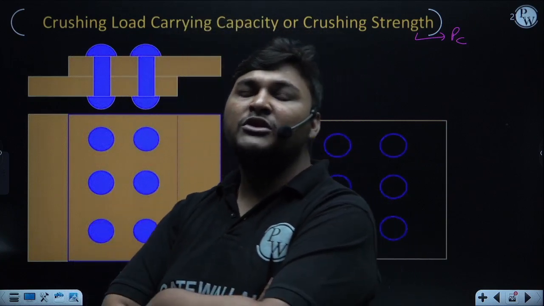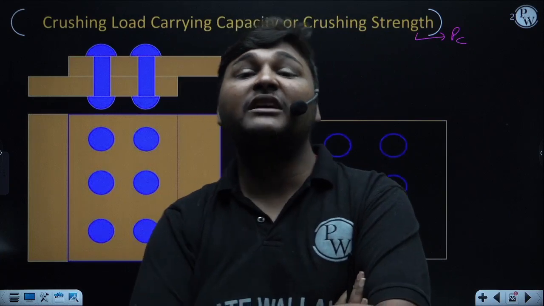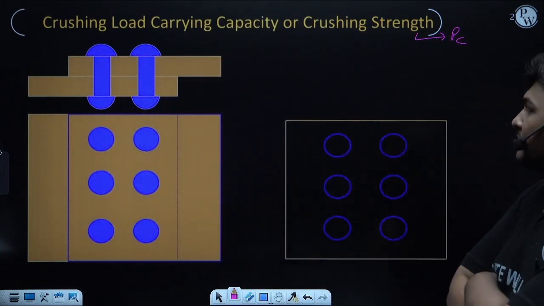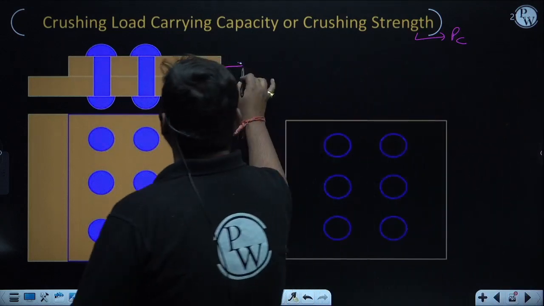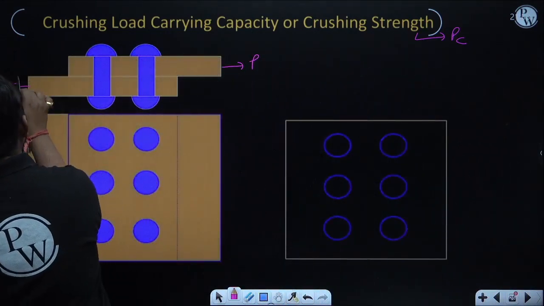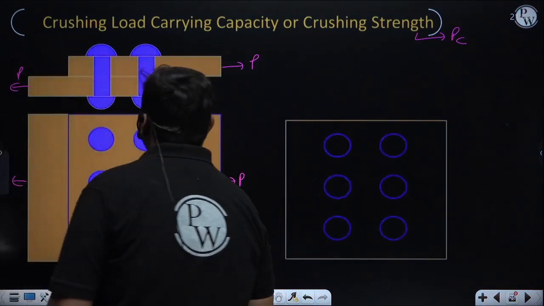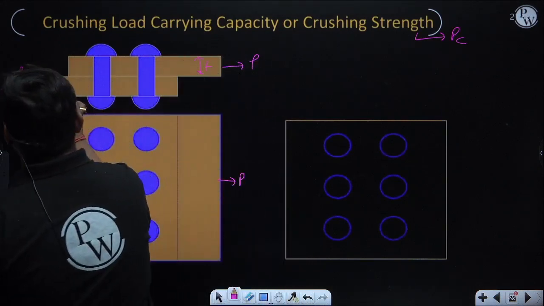For that, first we need to understand what is crushing failure or what is crushing stress. So here first I am explaining what is crushing stress. Now what will happen? Here load P is acting in this direction. Load P is acting like this. Now the thickness of each plate is T.